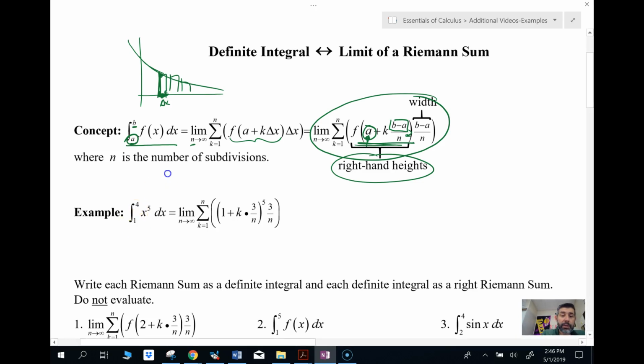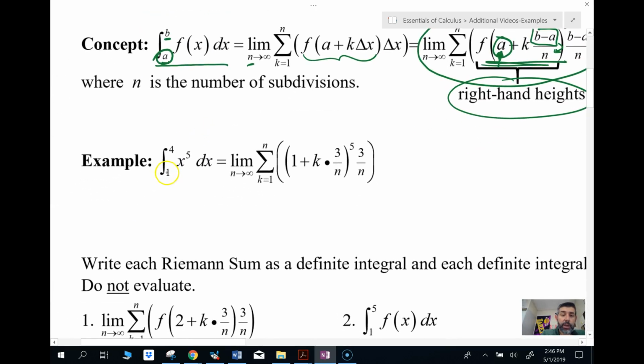The integral of 1 to 4 of x to the 5th dx. So the way we're going to write this is the limit as n approaches infinity of the sigma, k equals 1 to n. Okay, that stays the same. Parentheses. Now we're always going to start here, 1. So 1 plus, we're going to put a k here, times, we subtract 4 and 1 and get 3. Divide that by n.